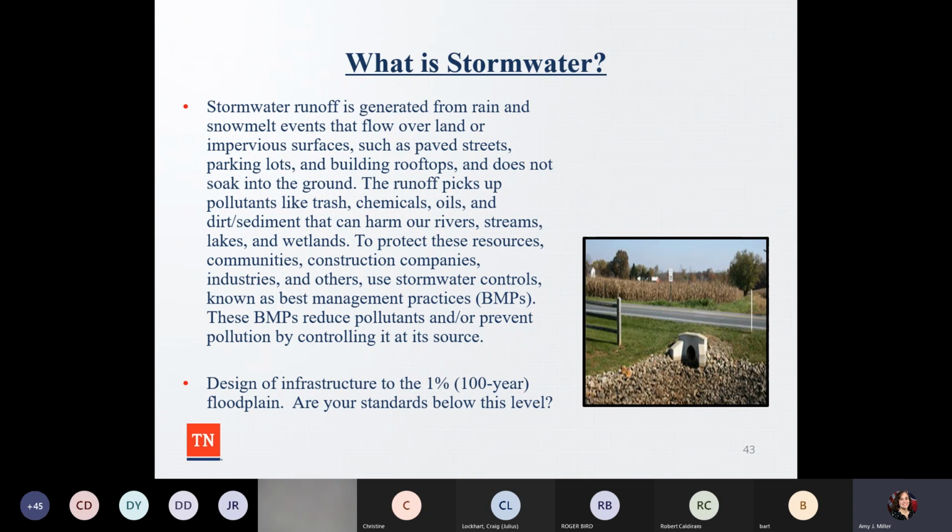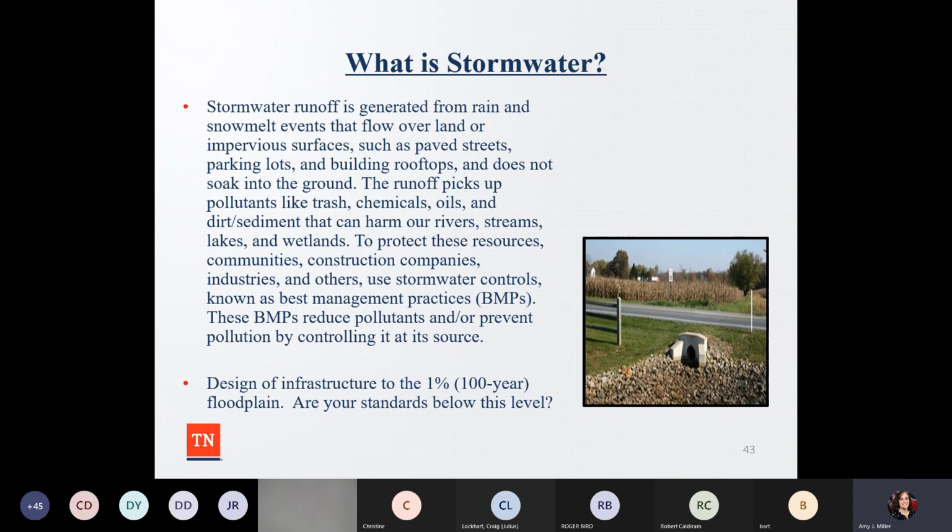Stormwater runoff is generated from rain and snow melt events that flow over land or impervious surfaces such as paved streets, parking lots, and building rooftops, and does not soak into the ground. The runoff picks up pollutants like trash, chemicals, oils, dirt, and sediment that can harm rivers, streams, lakes, and wetlands. To protect these resources, communities, construction companies, industries, and developers use stormwater controls, best known as best management practices, BMPs, which are supposed to reduce pollutants and prevent pollution by controlling it at its source.